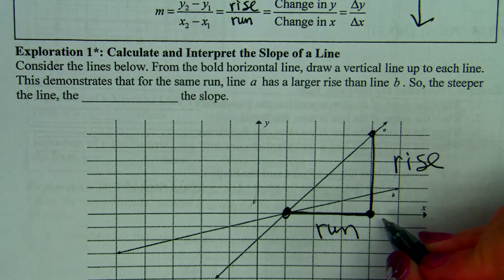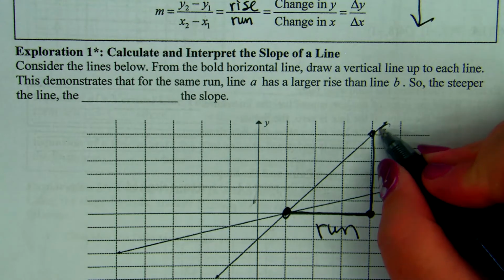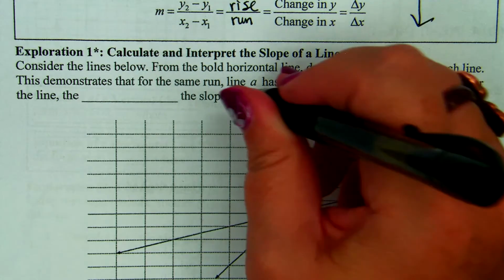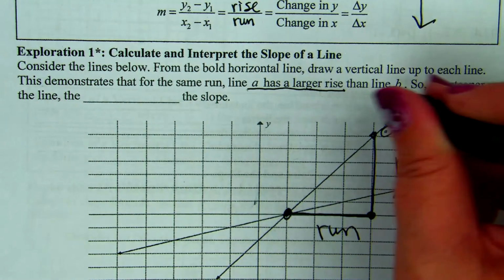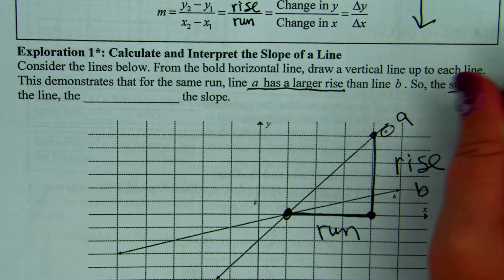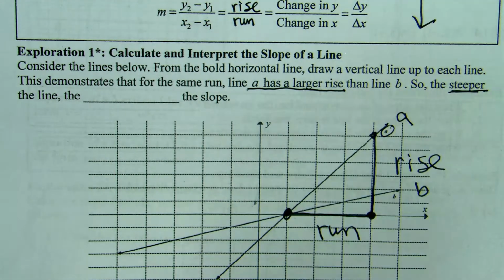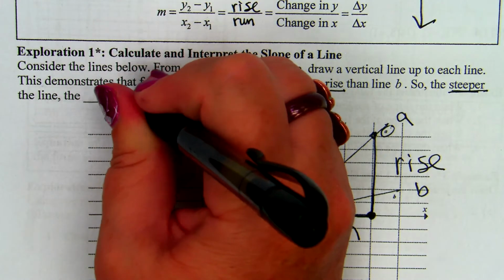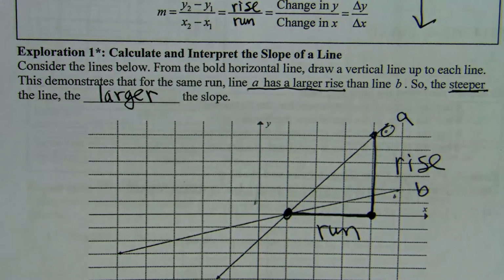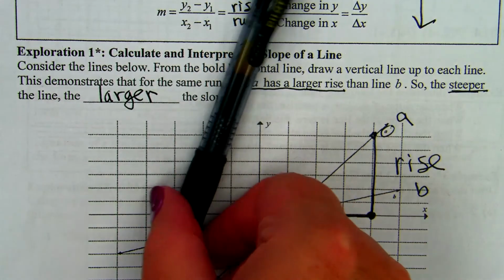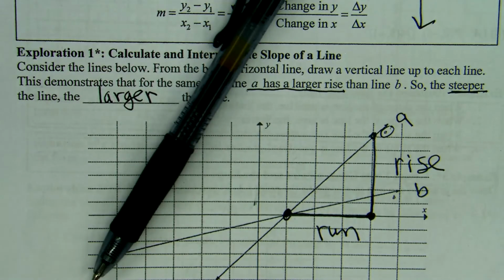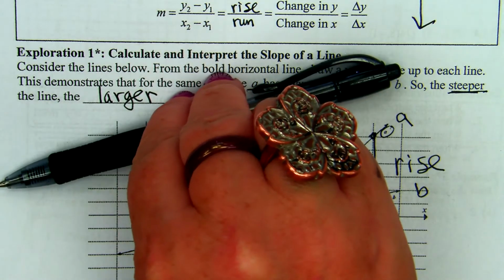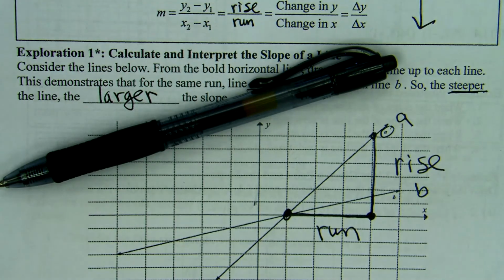The line A, this is an A right here, it's a tiny little A, and line B. Line A has a larger rise than line B, so it's steeper, right? So the steeper the line, the larger the slope. So if the line is really steep, like this, then it has a big slope. If the line is kind of flatter like this, then it has less slope.